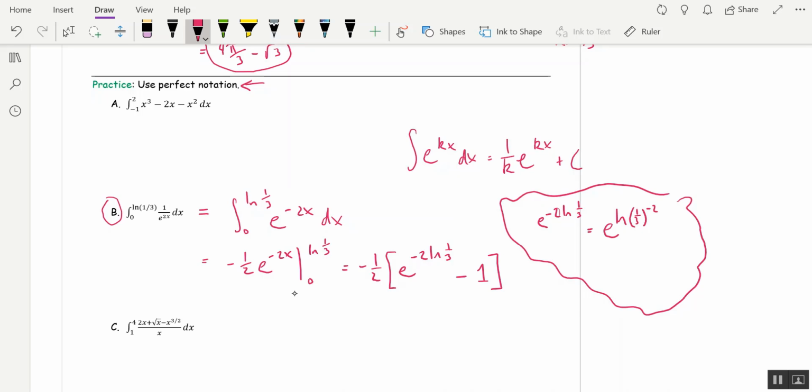All right, well, if I want to make that a +2, I just flip this fraction. That's e to the ln of 3 squared. Okay, that's 9. e to the ln 9 is 9. So I get -1/2 times 9 minus 1. 9 minus 1 is 8. And we get the desired -4 as our answer.